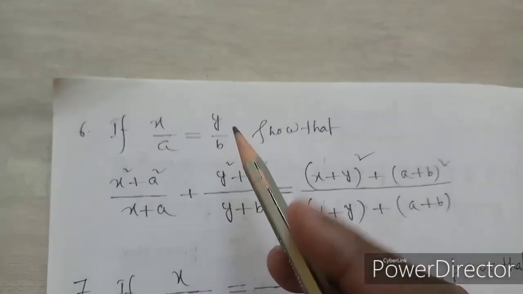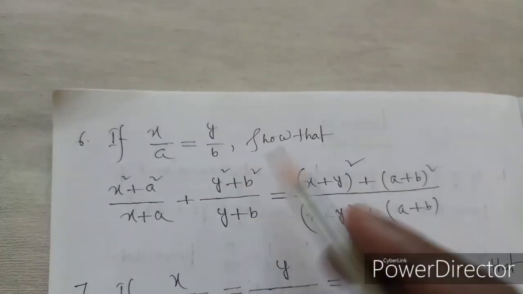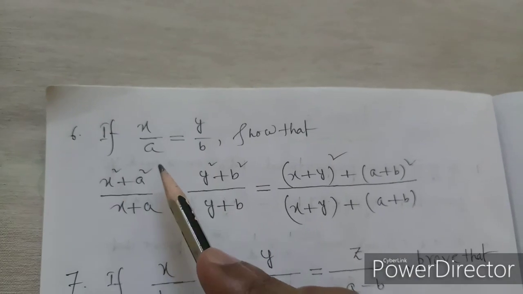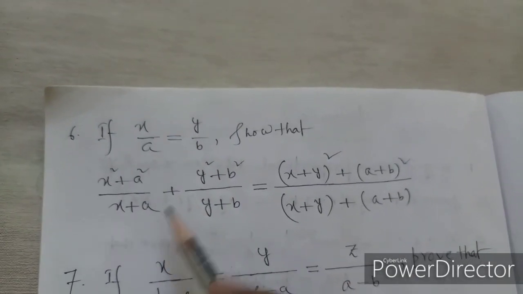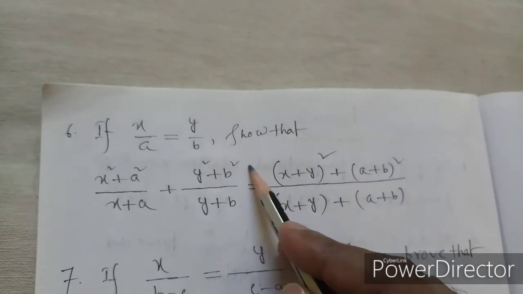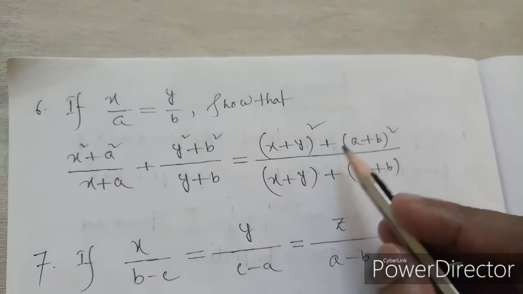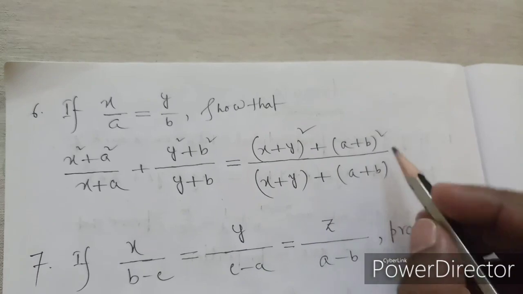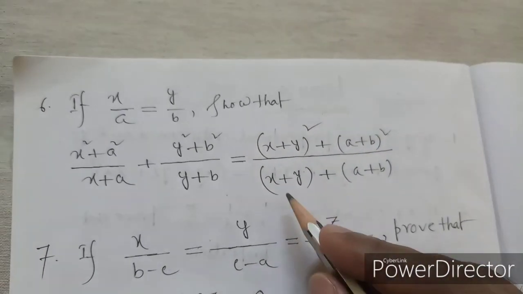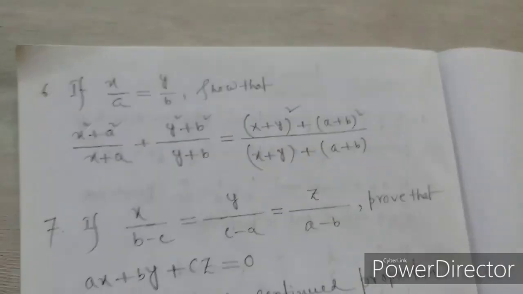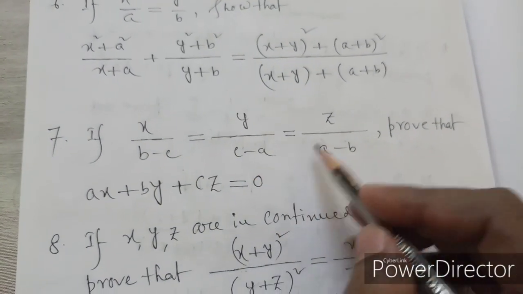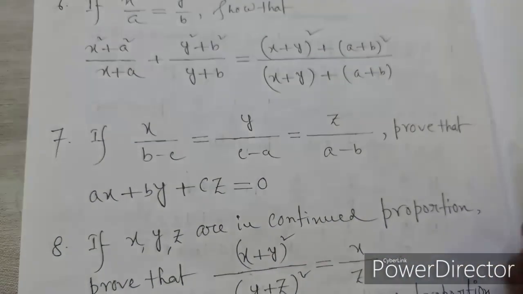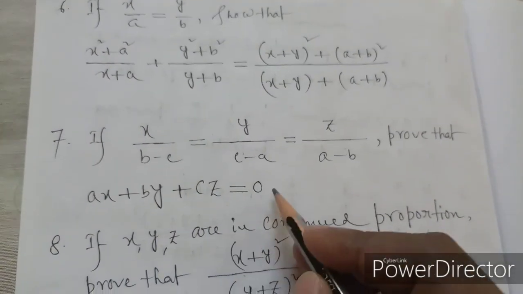Number 6: if x by a equals y by b, then show that x square by (x plus a) plus y square by (y plus b) is equal to (x plus y) whole square by (x plus y plus a plus b). Number 7: if x by (b minus c) equals y by (c minus a) equals z by (a minus b), then prove that ax plus by plus cz equals 0.